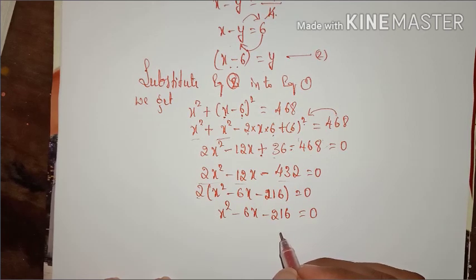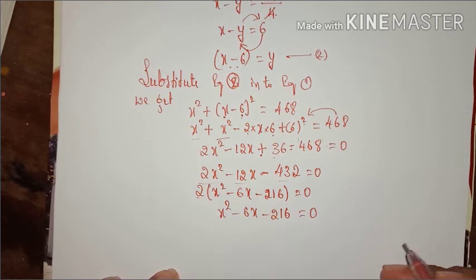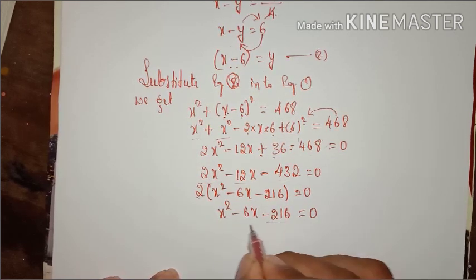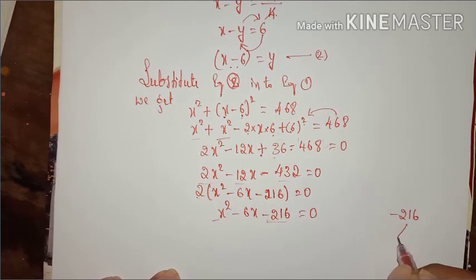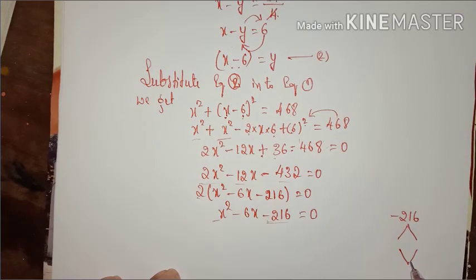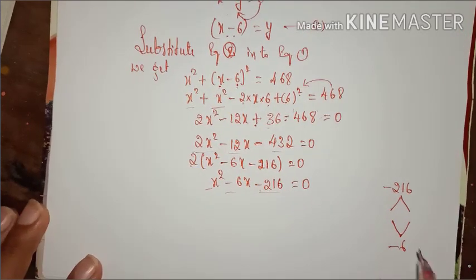Let's go with a quadratic equation, of course. Which method will we go with? The factorization method. So a into c is how much? 216, and if I add, I should get minus 6. So which are the two numbers?